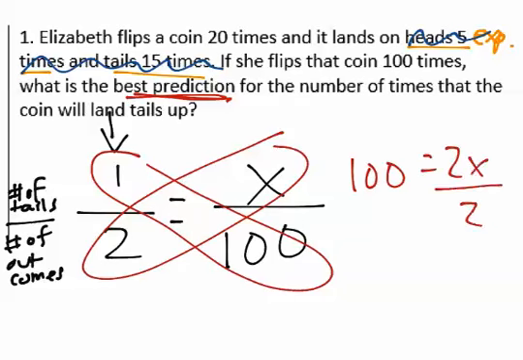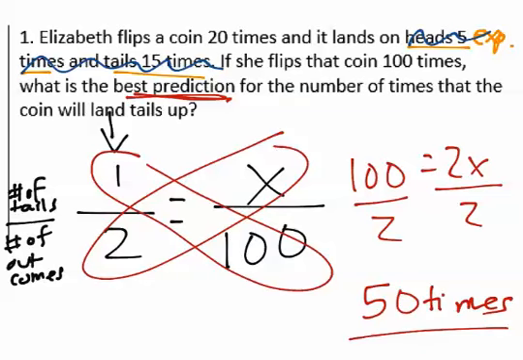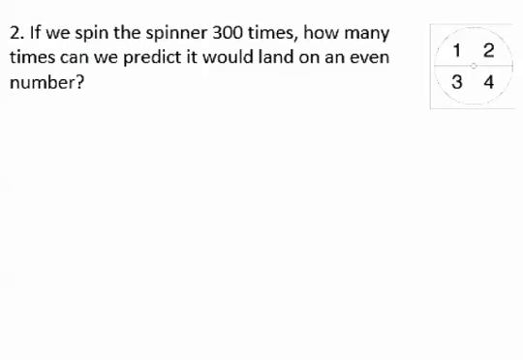Then you would divide, and we would get 50 times would be our answer. Number 2, if we spin the spinner 300 times, how many times can we predict it would land on an even number? This time they don't give us extra numbers, which is always nice. So we are spinning it 300 times, and we're looking for how many times of those 300 it lands on an even number. So first we want to do our theoretical probability ratio.